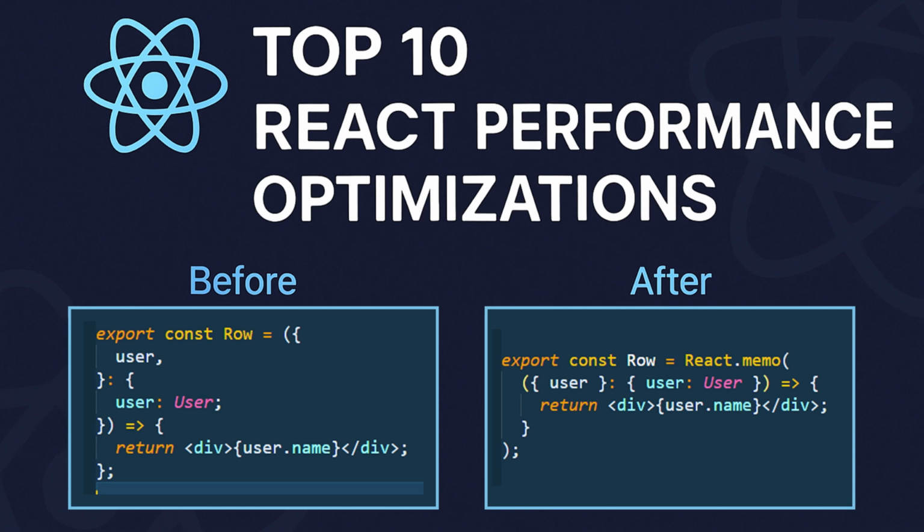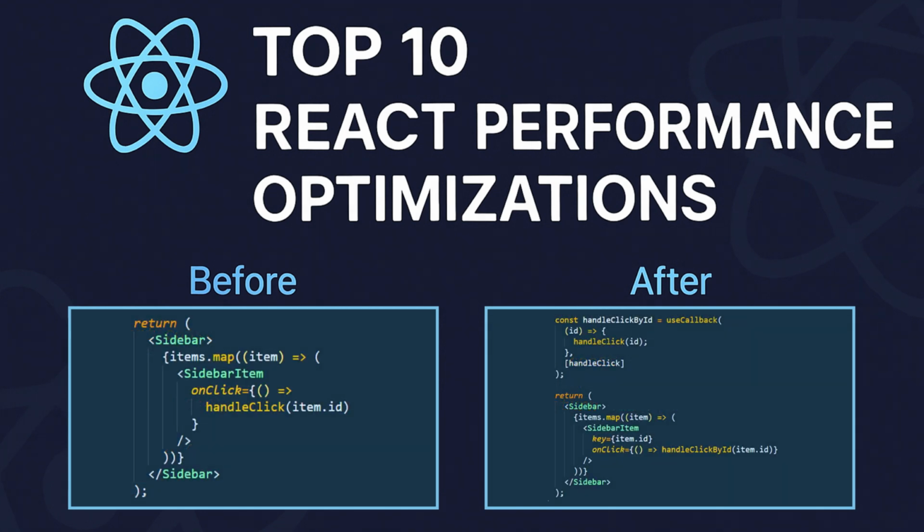3. Use React.memo for pure components. If a component only depends on props and doesn't have internal state or side effects, wrap it in React.memo. This prevents it from re-rendering unless its props actually change.